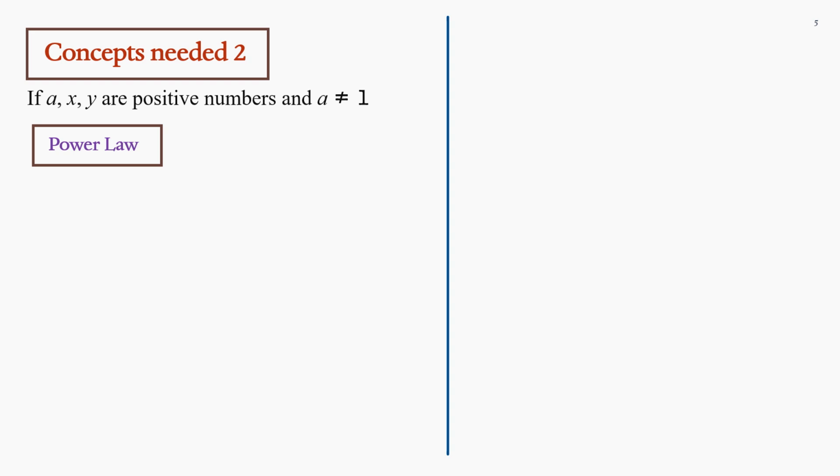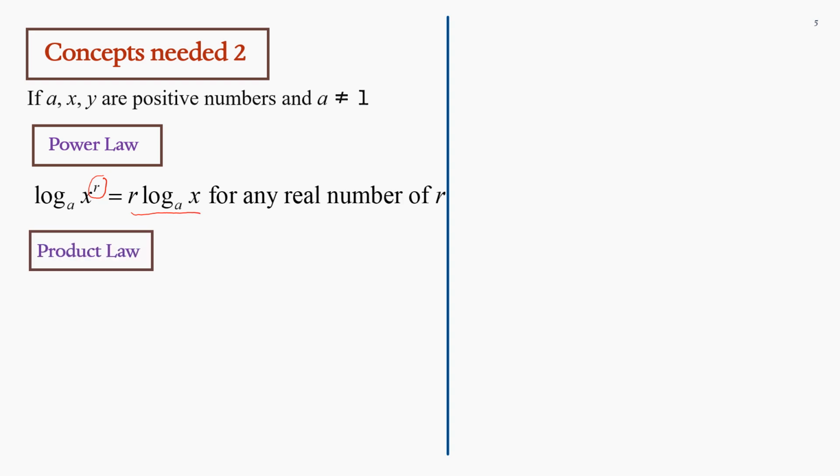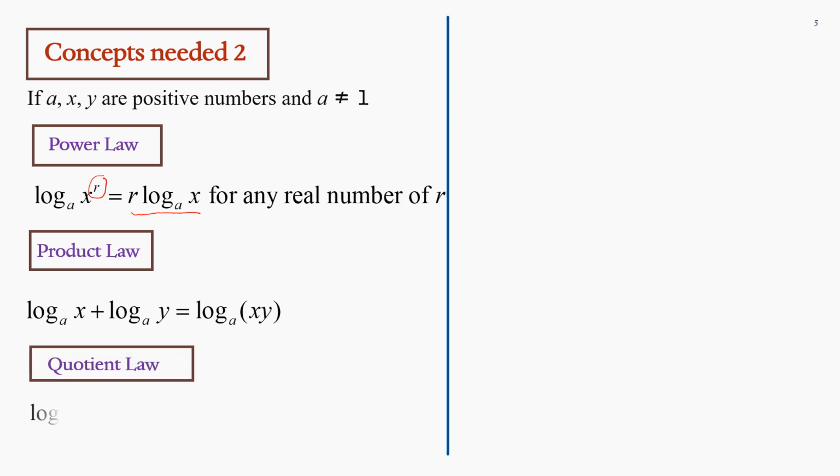Power law. What is power law? Power law is that if you see r is the power, or the index, or the exponent, you can just bring it to the front, and end up like this. That's called the power law. Product law and the quotient law. These 3 laws are very important, you have to remember.